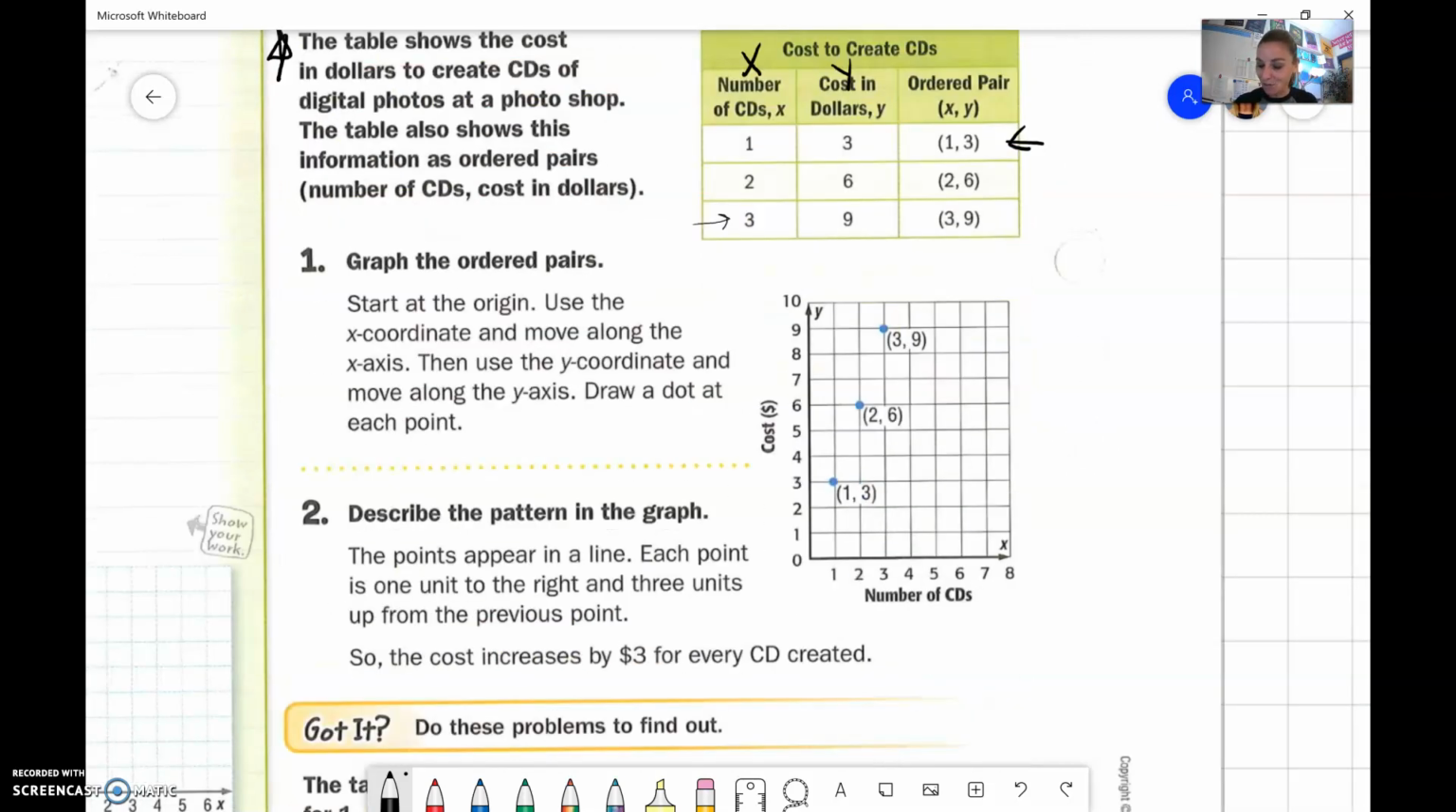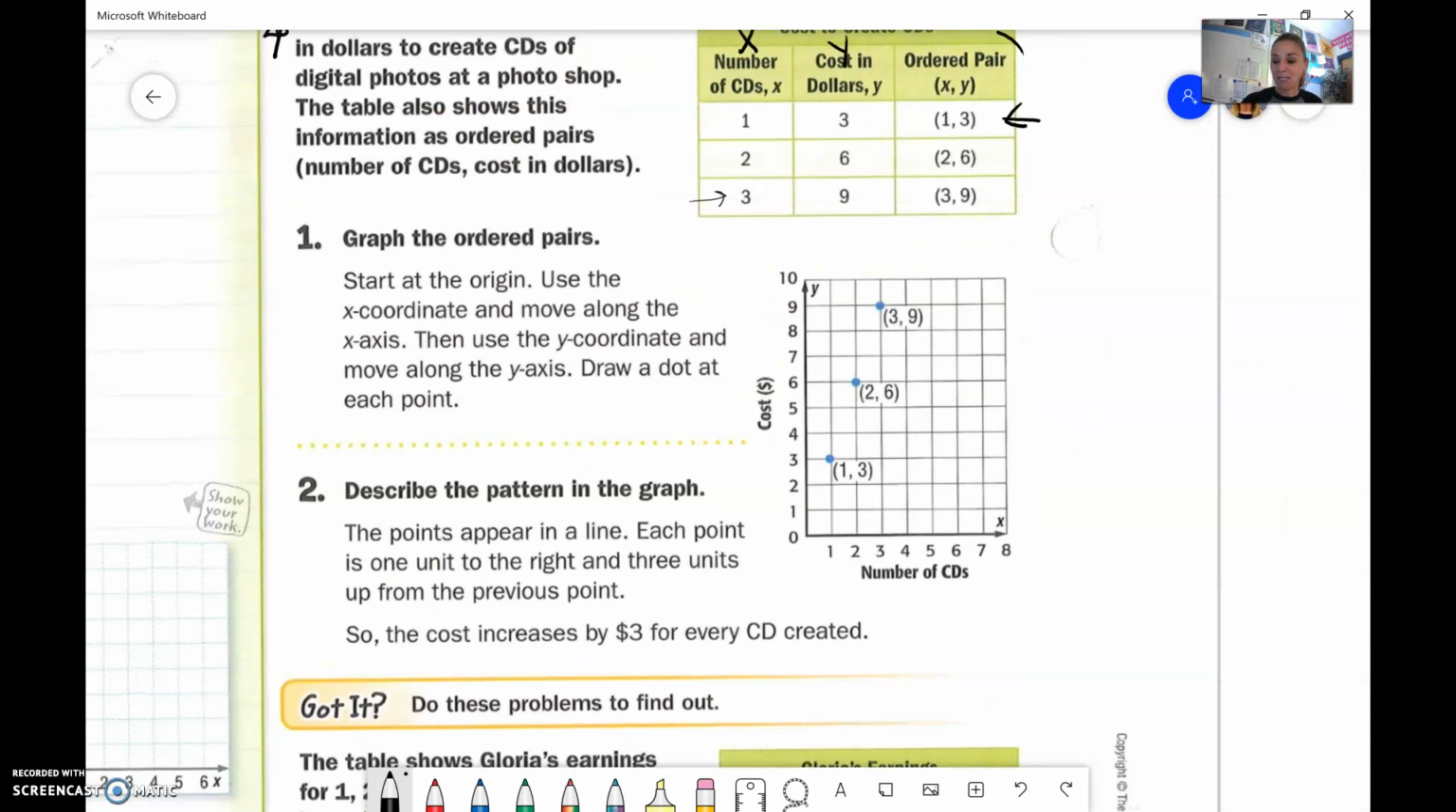All right, so what we're going to do is take these ordered pairs and graph them on a coordinate plane. Cool, right? We always start at my origin, which is (0, 0). My first ordered pair is (1, 3). Remember, x comes before y, so I have to go over 1, up 3.